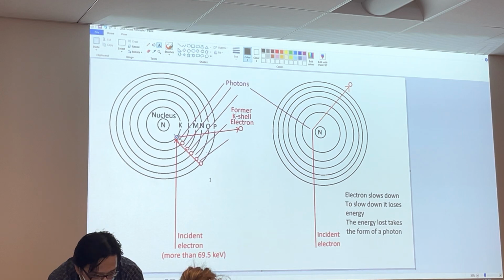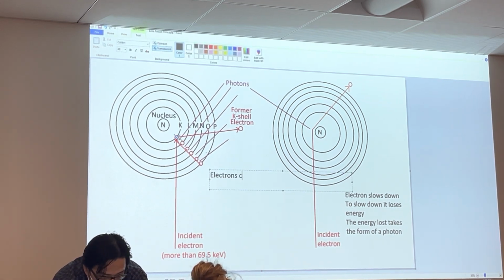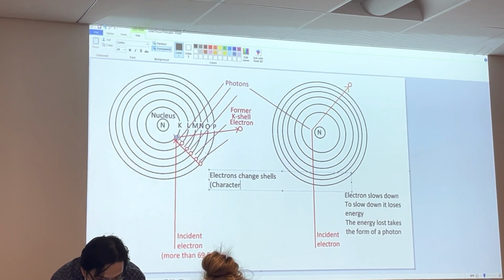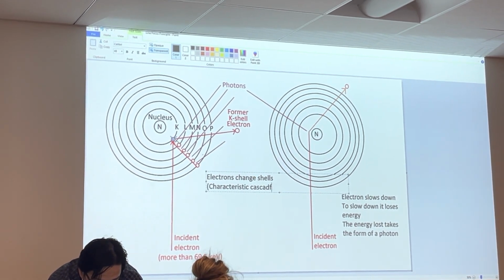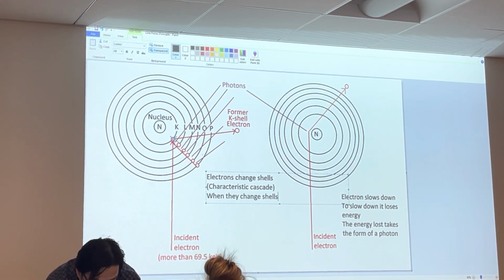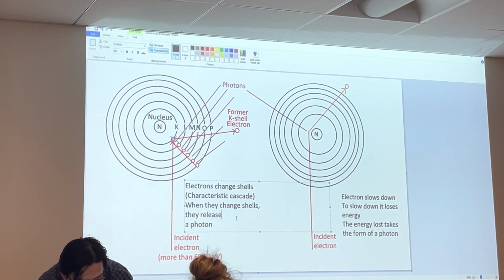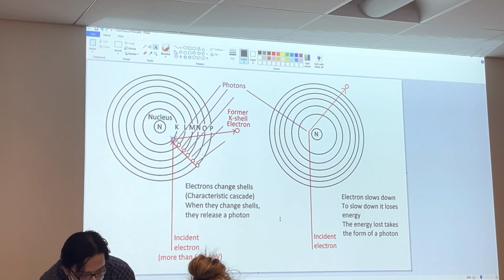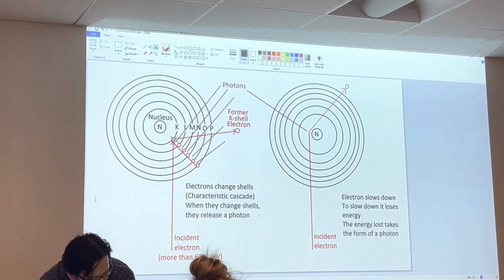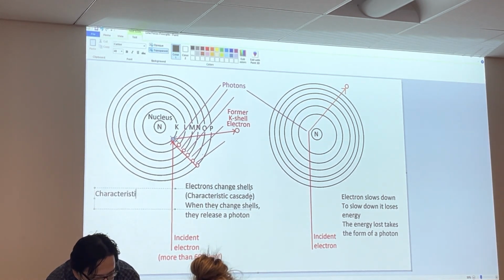Over here, the electrons change shells, the characteristic cascade. Then they change shells and release a photon. So, please, for a picture, can you put Bremsstrahlung on one side and characteristic on the other? Why does it feel like I'm just learning this for the first time? You guys are drawing. Where are the pictures? We wrote characteristic right there, and then the next side where he just typed.